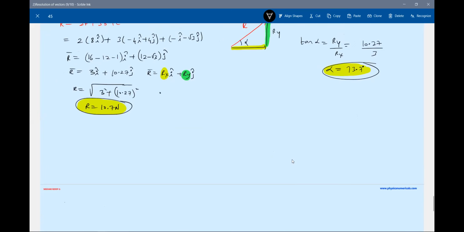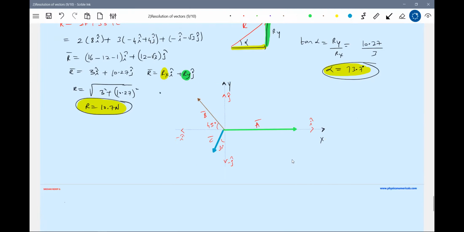I think I'll paste it here. Our R bar will be 10.7 and it will make 73.7 degrees. It is like this. This is what R bar, and this is alpha.